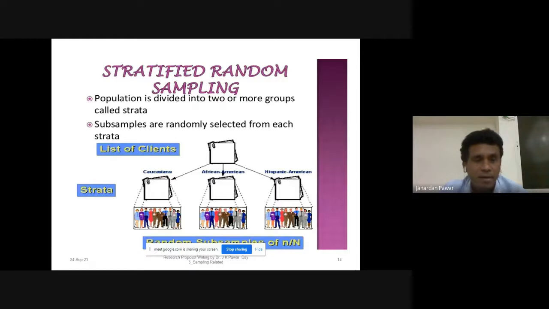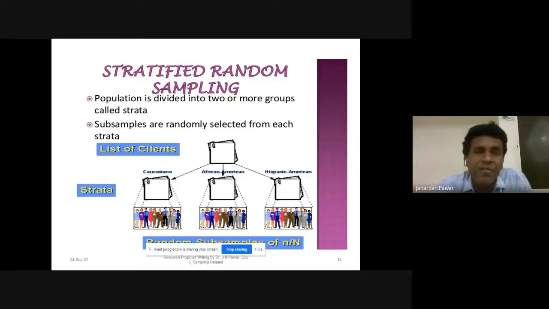Then the second method is stratified random sampling. This one is a little bit interesting, but not difficult as such. All the sampling methods we are studying are simple. Just try to understand the meaning. But whenever we have to determine the sampling, we get a little nervous and tense, and because of that tension about conceptual understanding, we are not able to make it clear. All methods are simple. If you look at the name, you can understand everything.